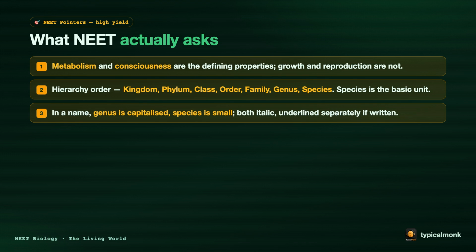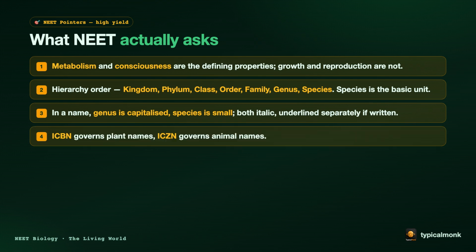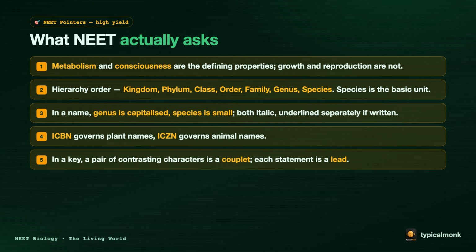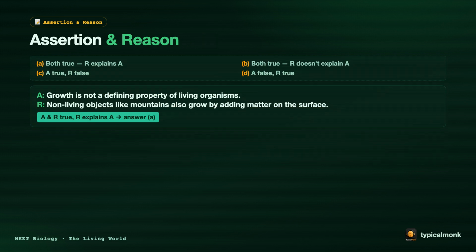3. In a name, the genus is capitalized and the species is small. Both are italic and underlined separately when written. 4. IBN governs plant names and ICZN governs animal names. 5. In a key, a pair of contrasting characters is a couplet, and each statement is a lead.